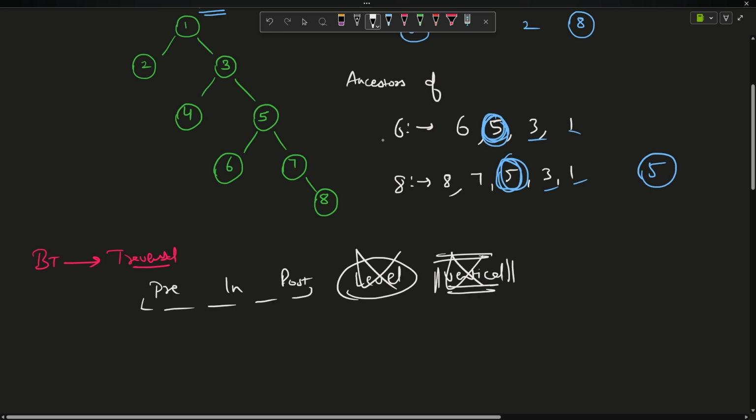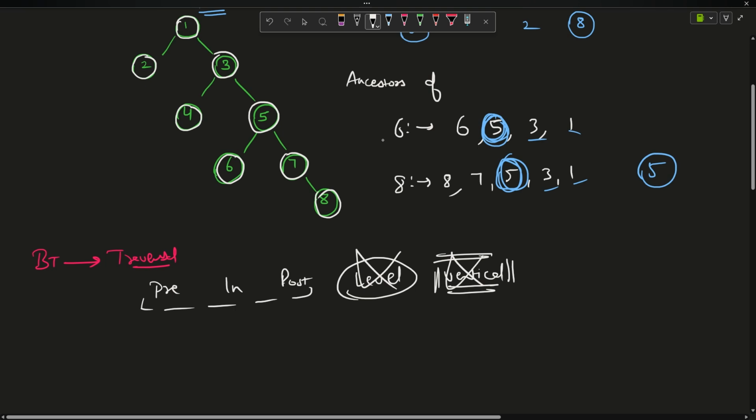Which one should I use? If I go to 1, 1 can go to 2 and 3. 3 can go to 4 and 5. 5 can go to 6 and 7. 7 can go to 8.